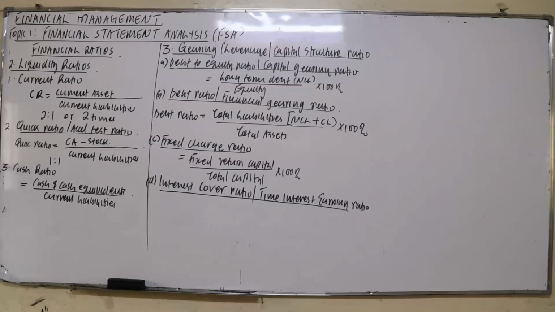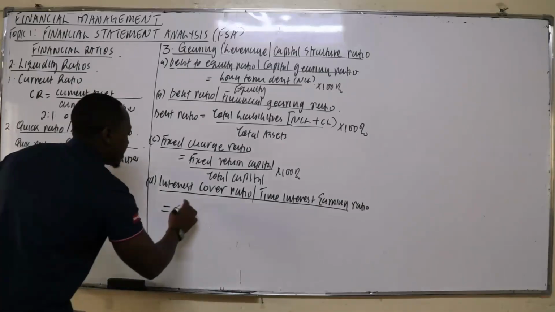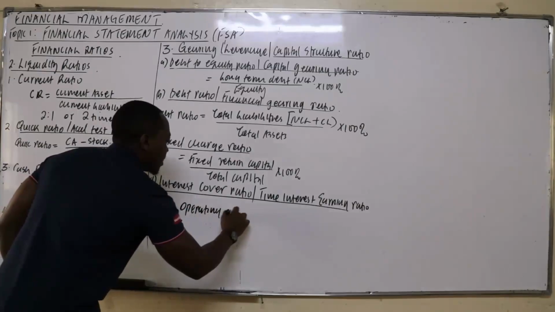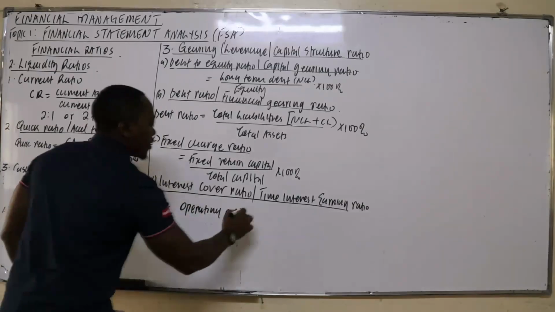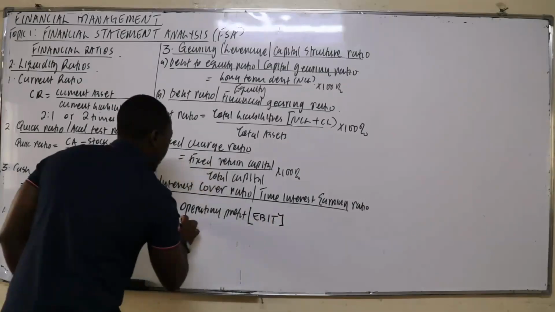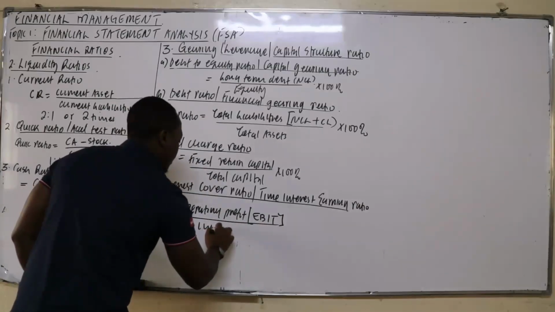So how do we determine that? You take the operating profit, and remember, operating profit is the EBIT, that is the earnings before interest and tax. Then you divide by the interest expense.